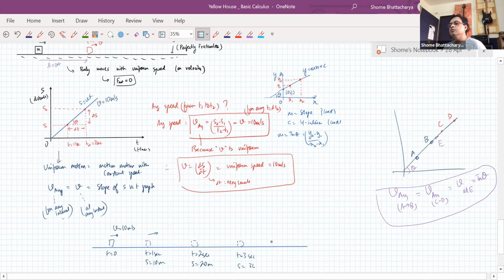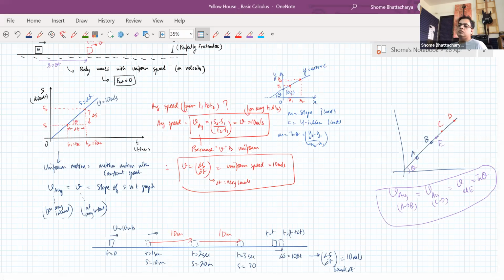But that also means that if we take a very short interval of time, some t equal to t plus delta t, that very small displacement delta s, or that very small distance covered, will become 10 delta t. So we can see that delta s by delta t for small delta t is equal to 10 meters per second, whereas in equal intervals of 1 second also it's covering 10 meters. So that's how this graph translates when we take the value of v as 10 meters per second.